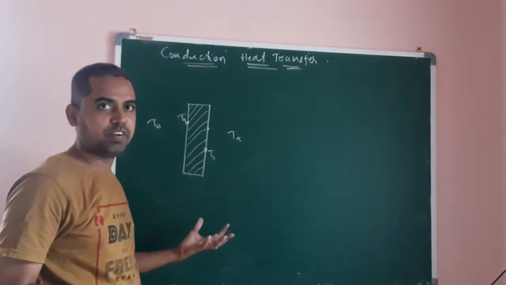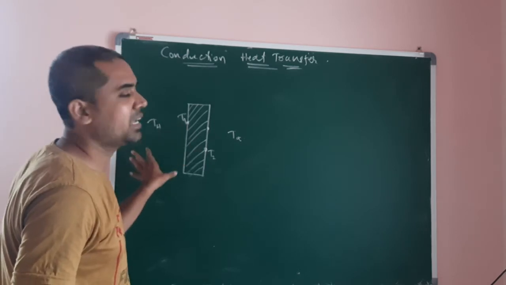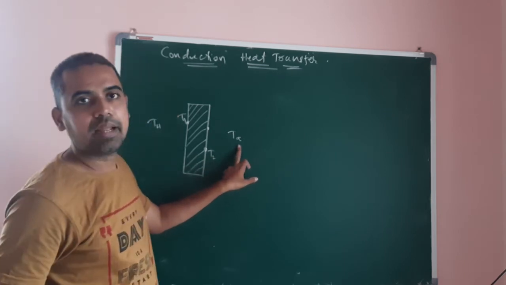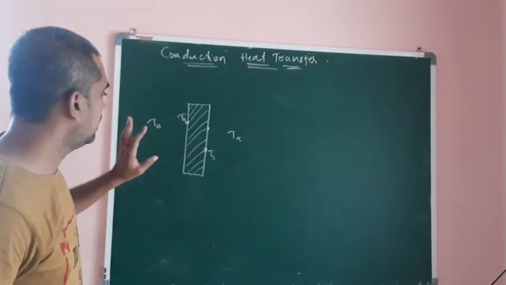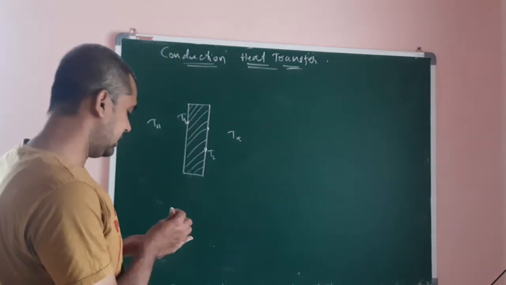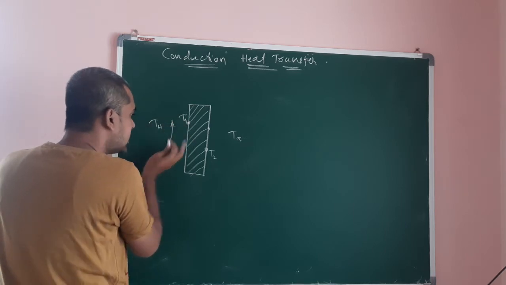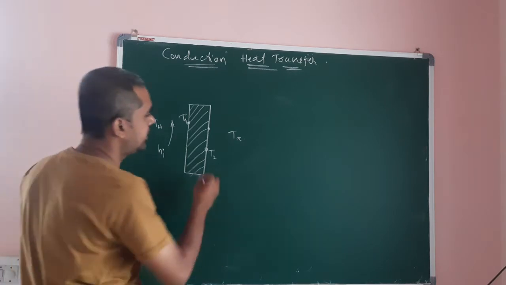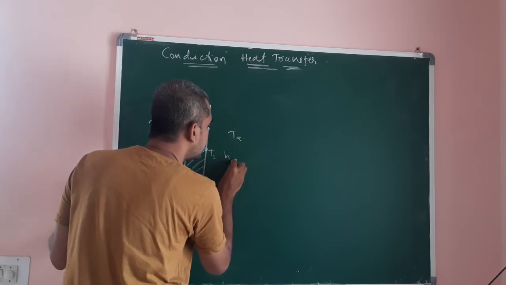There are two types of heat transfer here. There is heat transfer from the gases to the surface by convection, and from this surface to the ambient by convection, and the heat transfer inside this wall takes place by conduction. Therefore there will be a convection heat transfer coefficient inside, and a convection heat transfer coefficient outside also.